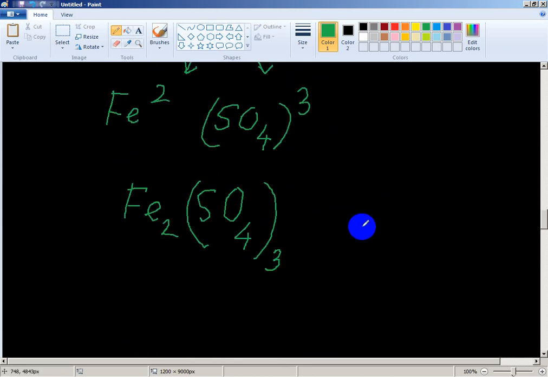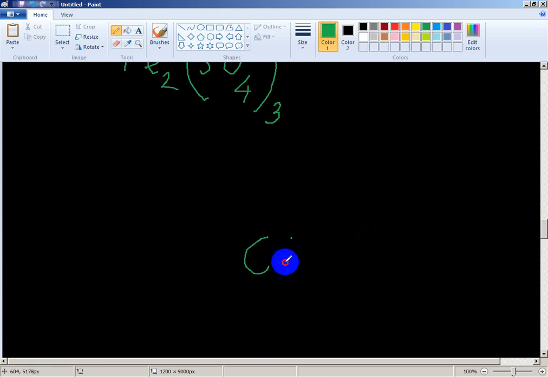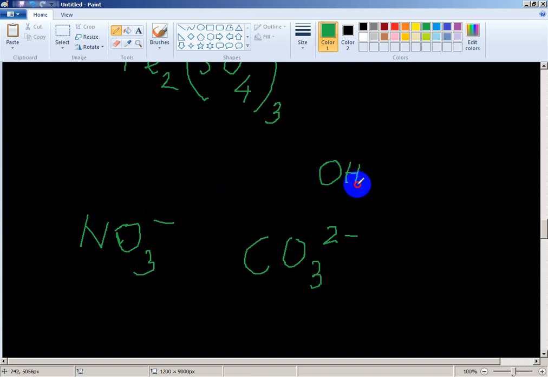And you have to know the charges of some groups of atoms, like sulfate radical, sulfate SO4 2 minus, carbonate CO3 2 minus, nitrate NO3 minus. Look, this oxygen should be a capital letter, not a small letter. You should know these things: nitrate, sulfate, carbonate, hydroxide OH minus, 1 minus. So you have to know everything before writing the formula.